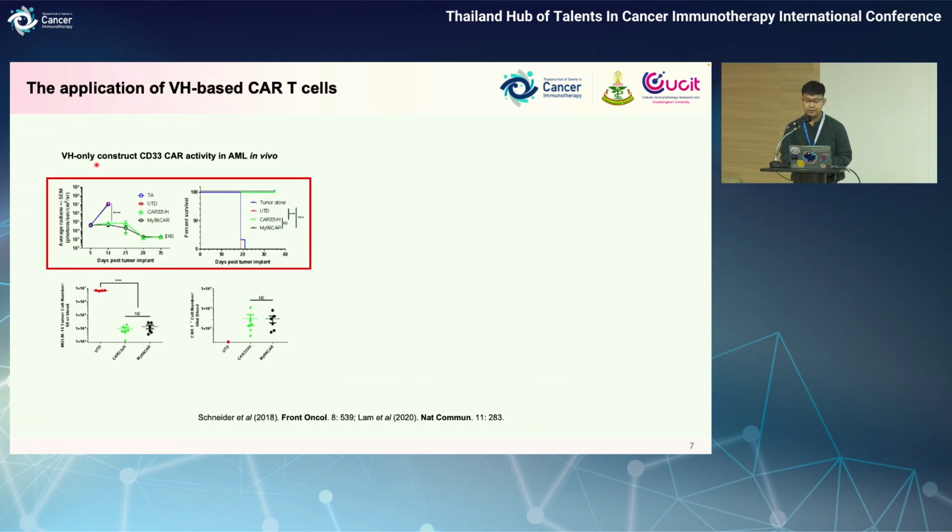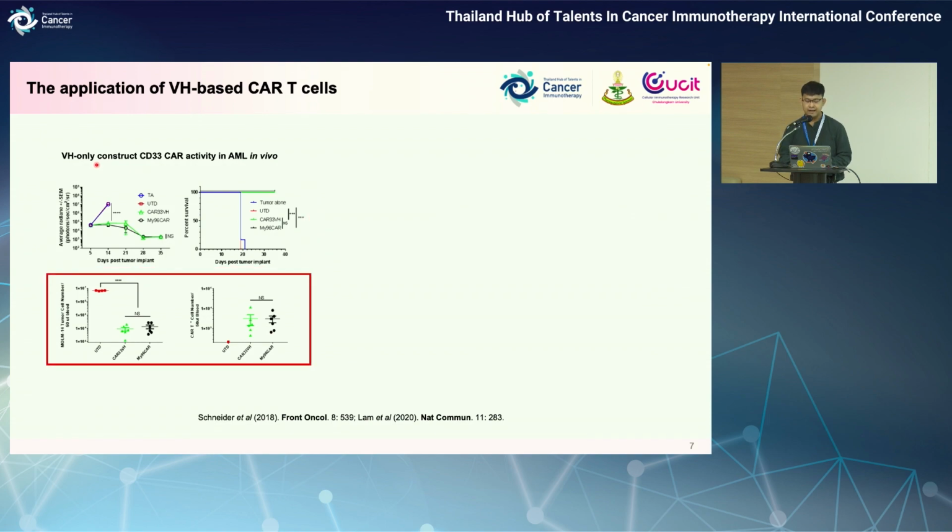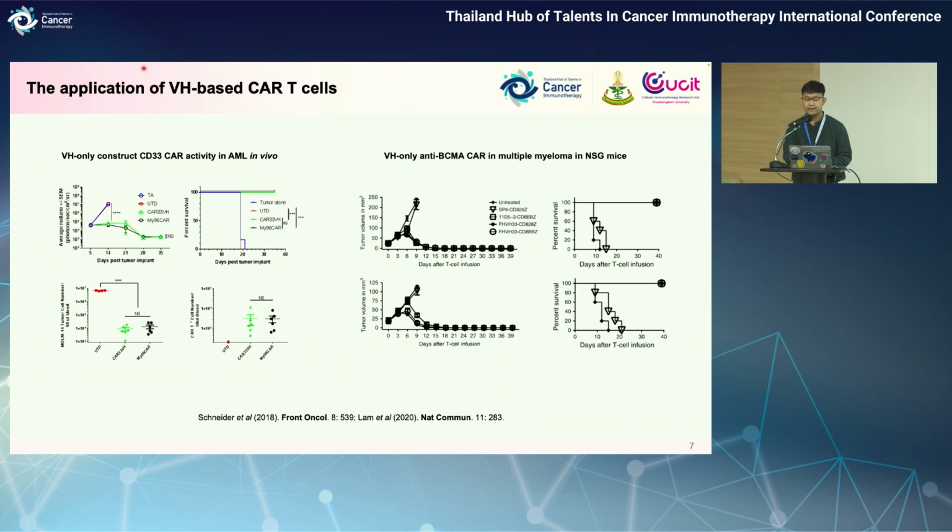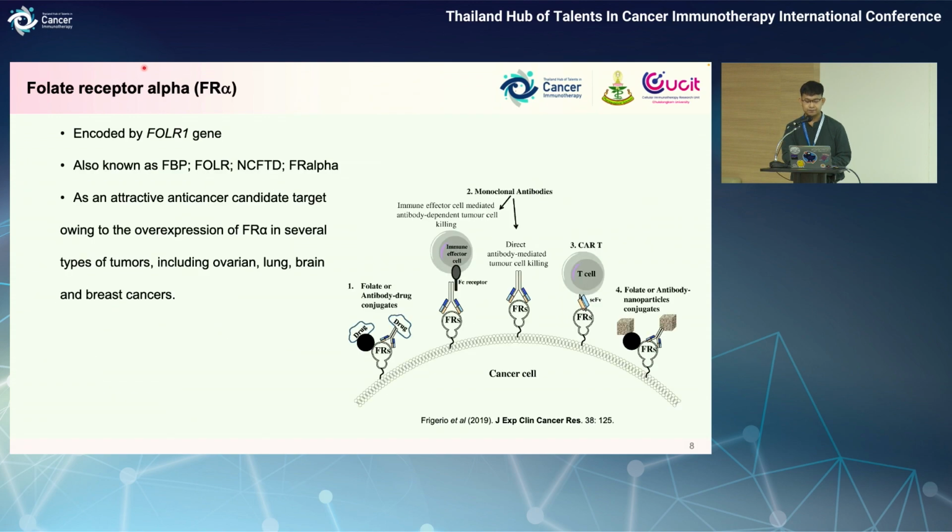A previous preclinical study reported in vivo validation of a CAR with a VH-only domain against CD33 that can inhibit tumor growth in mice and prolong survival. There were fewer remaining tumor cells and more CAR T cells after treatment. Also, VH-only anti-BCMA showed similar anti-tumor function compared to their scFv CAR.